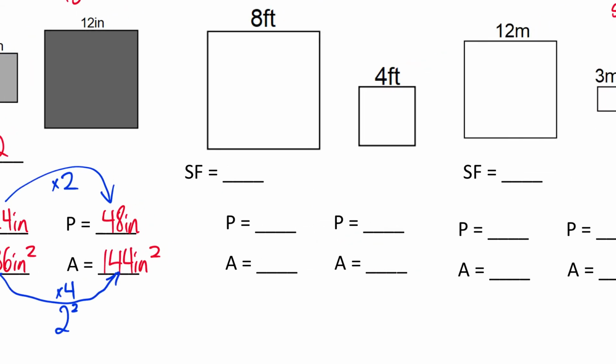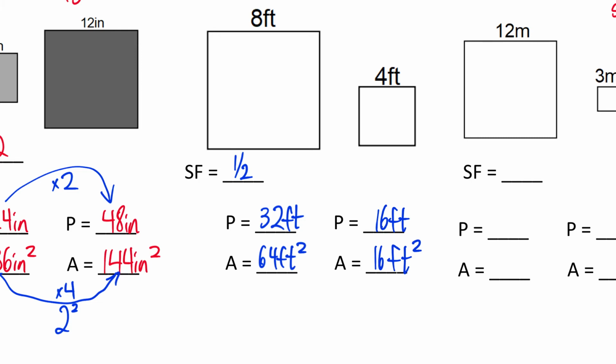All right, on this one, what's the scale factor from here to here? Is 1/2, right? Or 0.5, however you want to say it. Yep. What's the perimeter of this one? Is 32. What's the area? Is 64. What's the perimeter of this one? 16. What's the area?